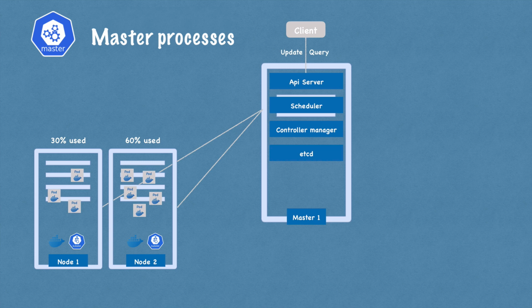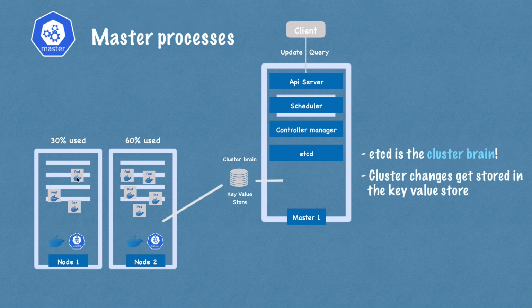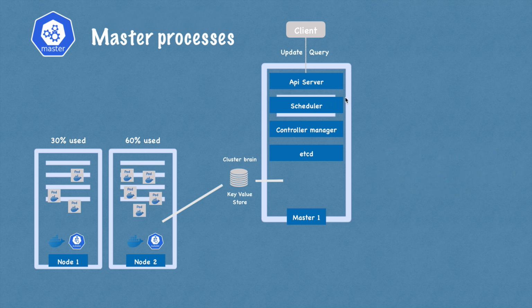And finally, the last master process is etcd, which is a key value store of a cluster state. You can think of it as a cluster brain, actually, which means that every change in the cluster, for example, when a new pod gets scheduled, when a pod dies, all of these changes get saved or updated into this key value store of etcd. And the reason why etcd store is a cluster brain is because all of this mechanism with scheduler, controller manager, etc. works because of its data.